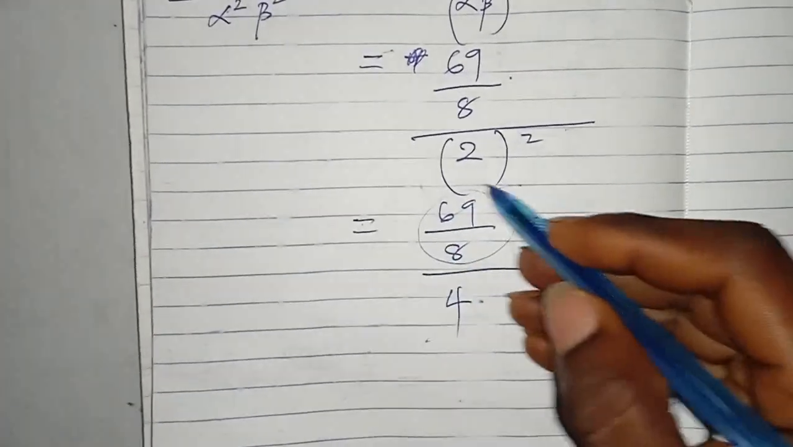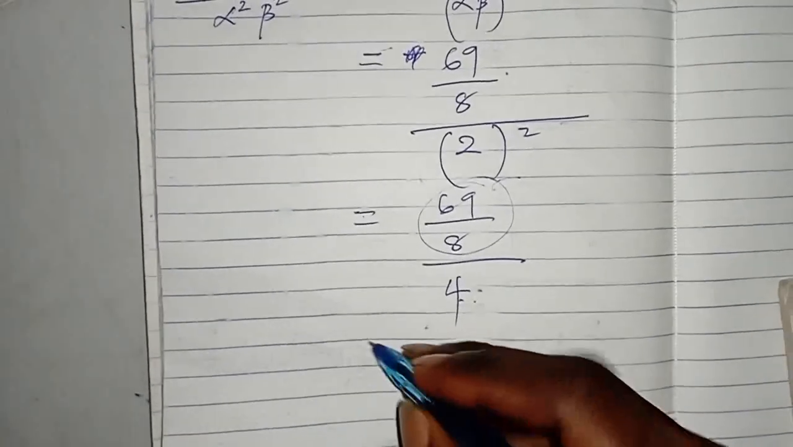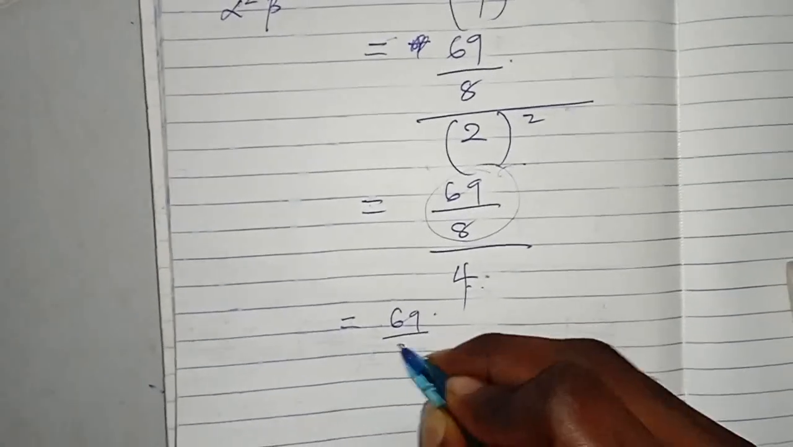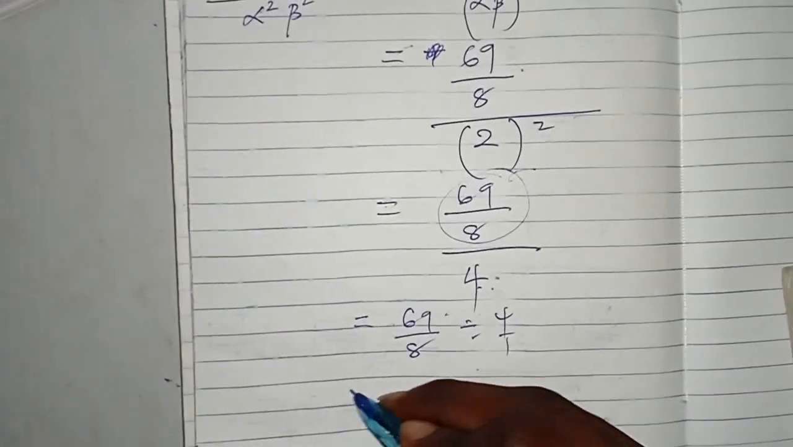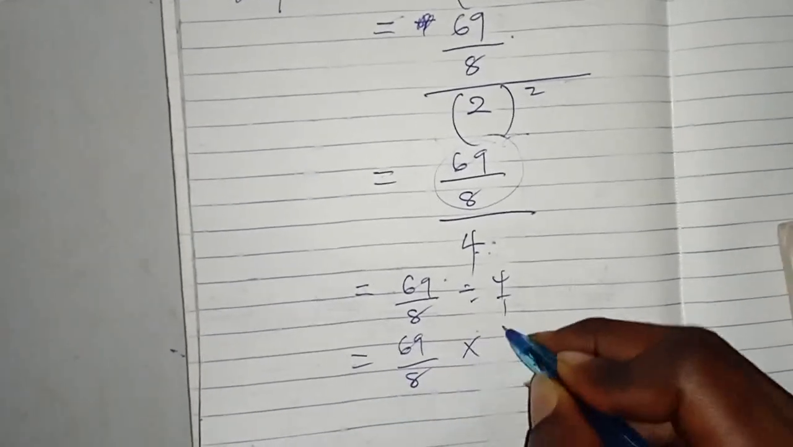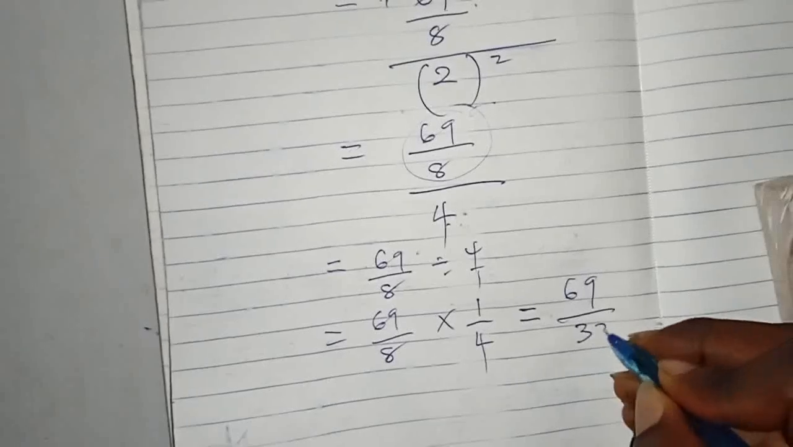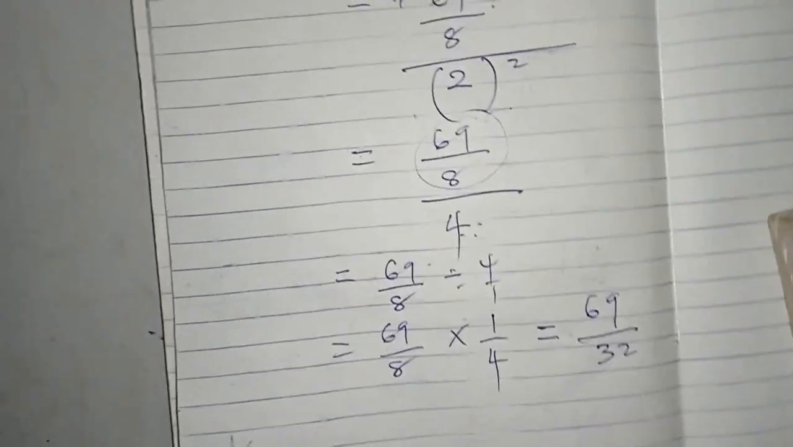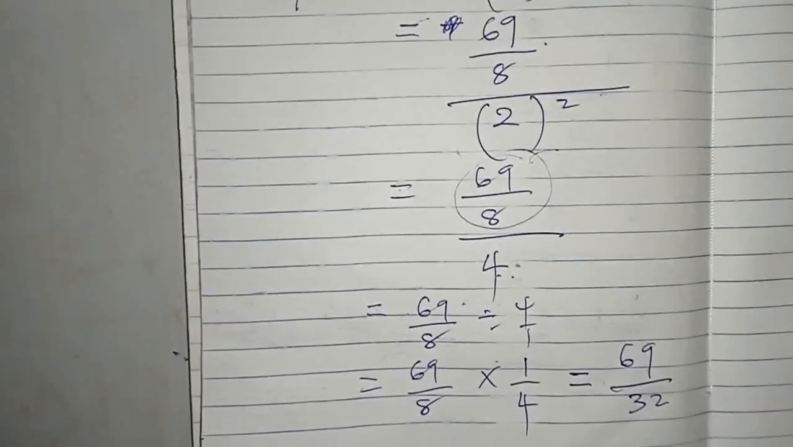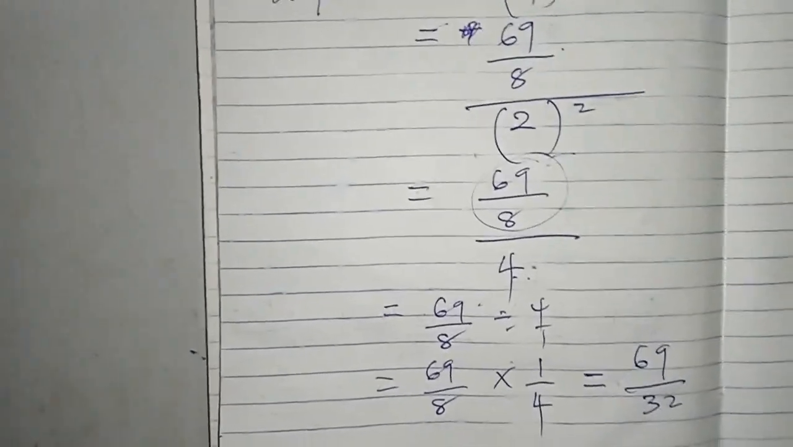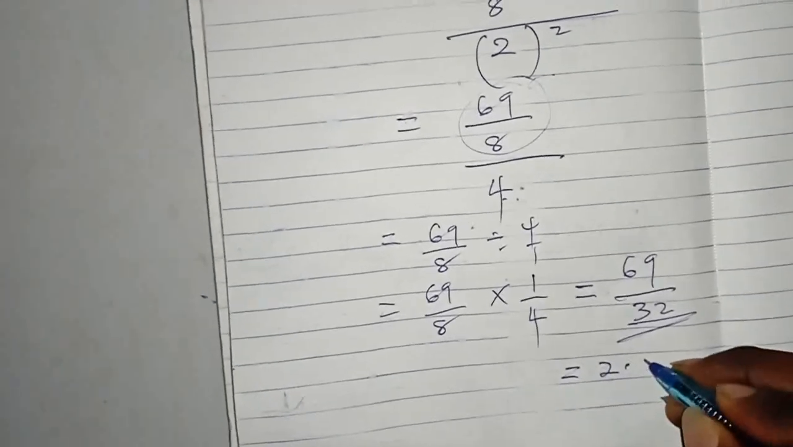This is the value for alpha square minus beta square. So all being divided by 4. So this is the same thing as saying 69 over 8 divided by 4, which is 69 over 8 times 1 over 4, which equals 69 over 32. I can go further to divide, but I like leaving my answer in fraction unless it's extremely big. So 69 divided by 32, I have this as my answer, or I can say 2.2.